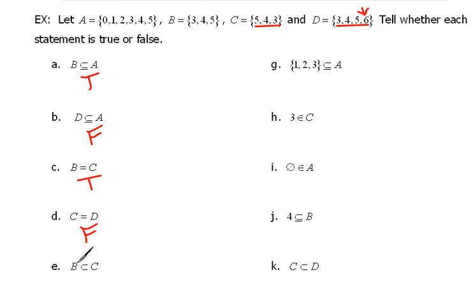Part E says that B is a proper subset of C. That means that it is truly a smaller part of C. It cannot be equal to. So here we have B, that is the numbers 3, 4, and 5. Is B a smaller portion of C without being equal to? In this case, that's not true. They are actually equal sets. So this is false.